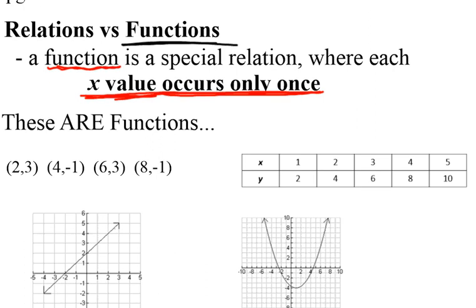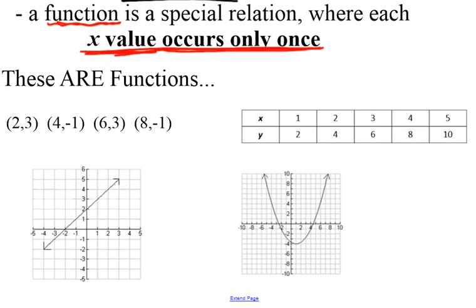So if we look at the examples at the bottom of the page, these 4 examples are all functions. Why are they all functions? Because x values occur once and once only. So this first example, the ordered pairs, we have x values of 2, 4, 6, and 8. Each x is occurring one time. So that would make it a function.